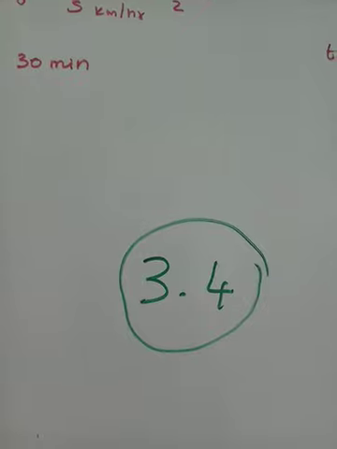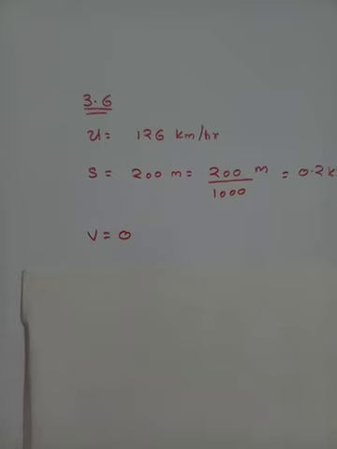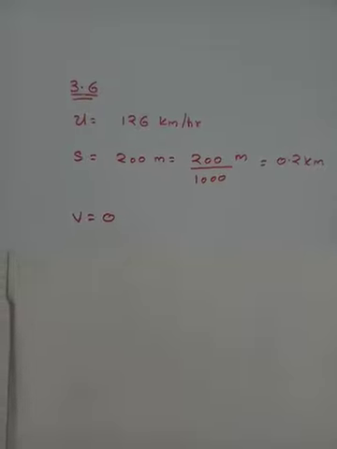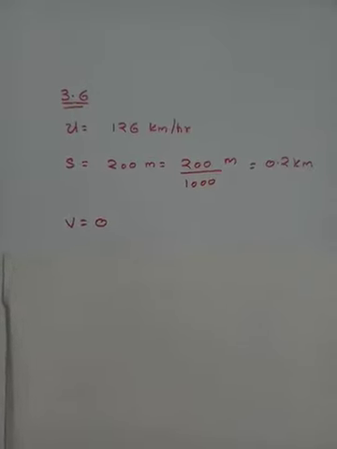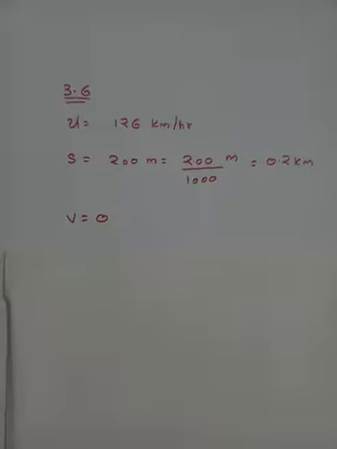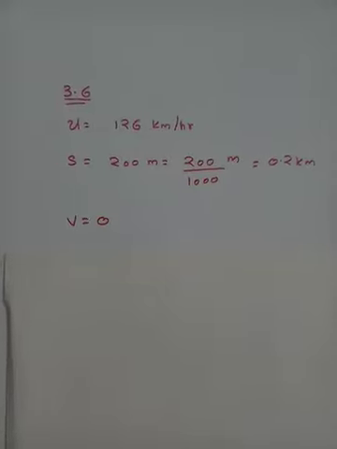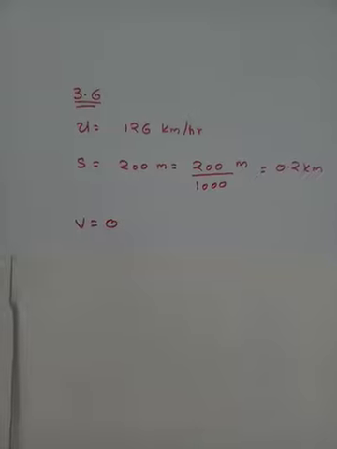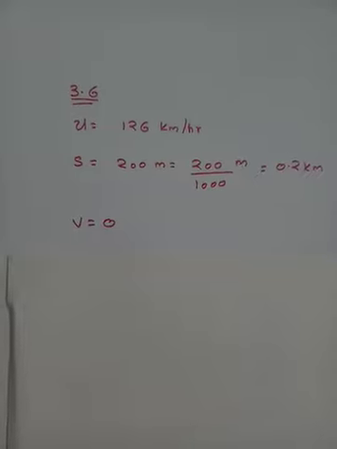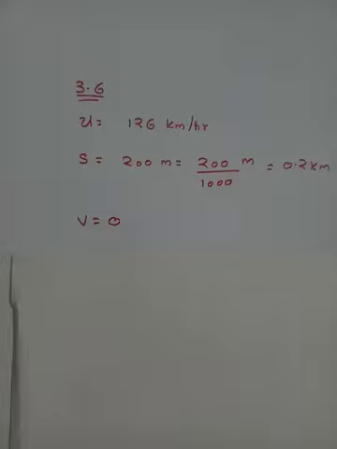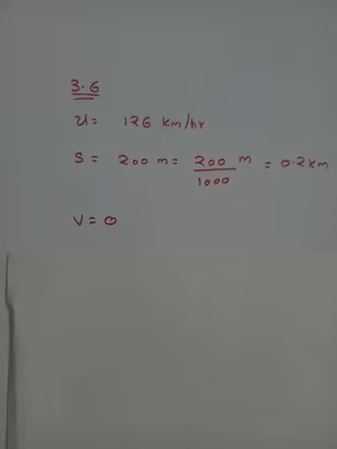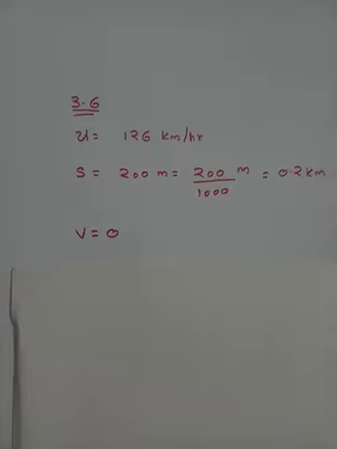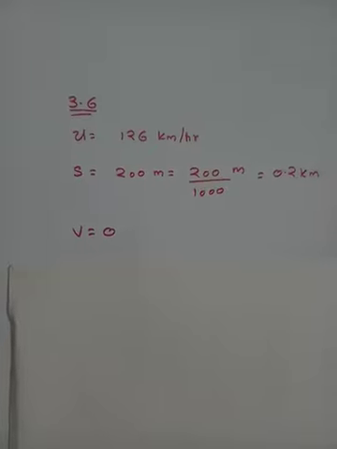Give it some number of trials, and you will be fully satisfied when you get the answer on your own. Let us go to the next question, 3.6. The first step to solve any numerical is to read the question very carefully. When you read the question, what you get is this: something is moving with a speed of 126 kilometers per hour. The distance covered is 200 meters, and this distance is covered on applying the brake.